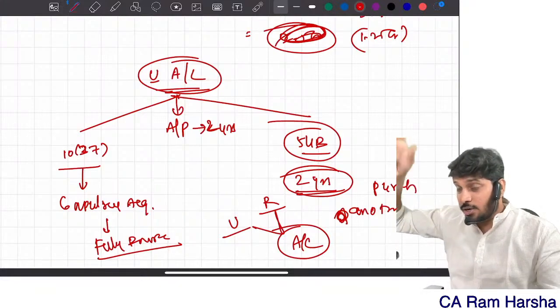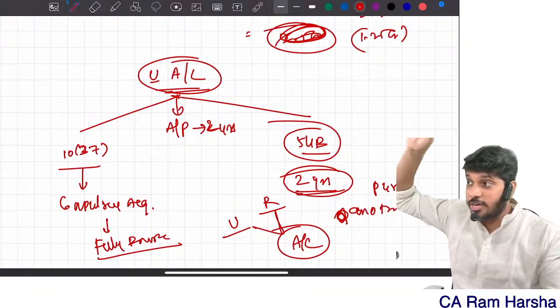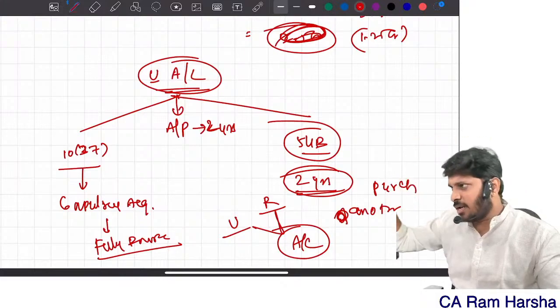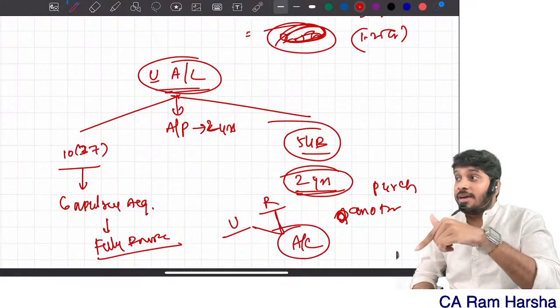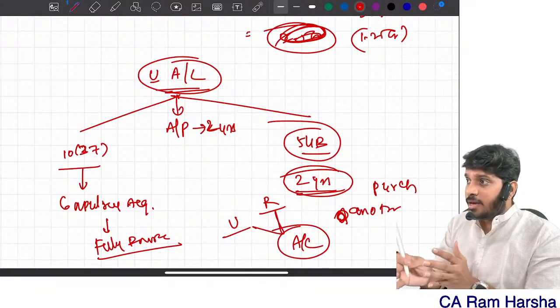You know, in 54F and 54EC, both the cases, if the asset is sold in lock-in period, the earlier given exemption is retaxable separately. Under 54B, retaxation will be like 54. How is it retaxable under 54B?